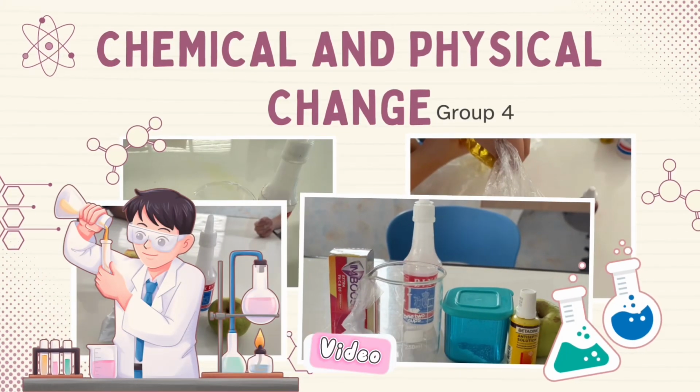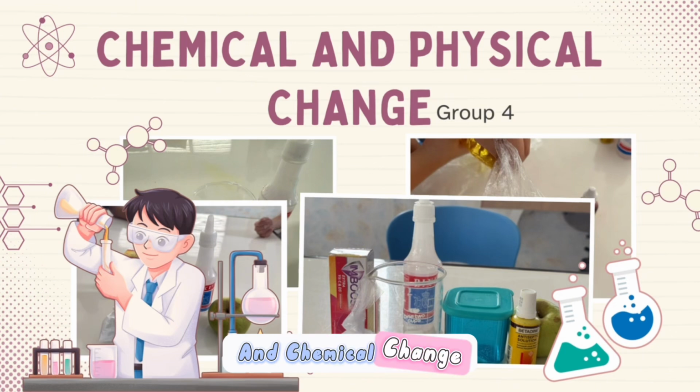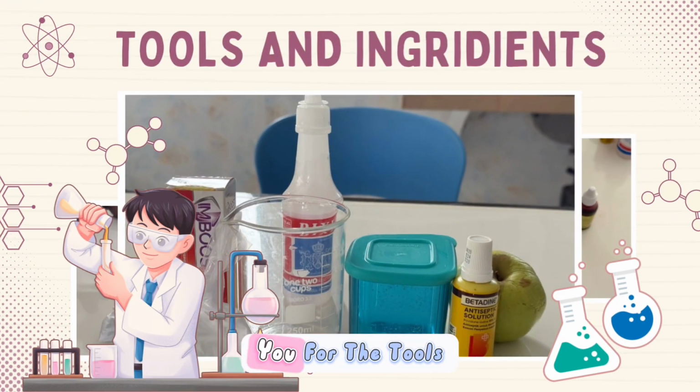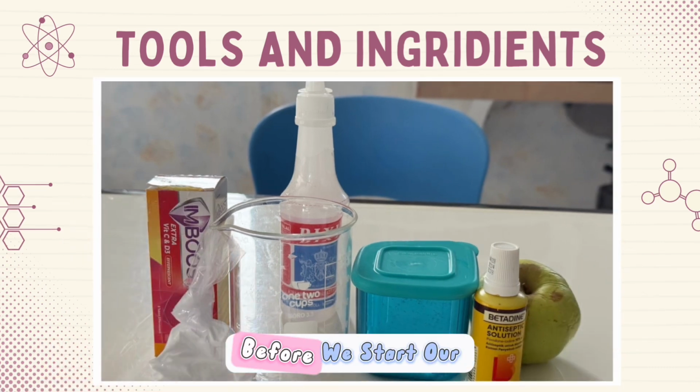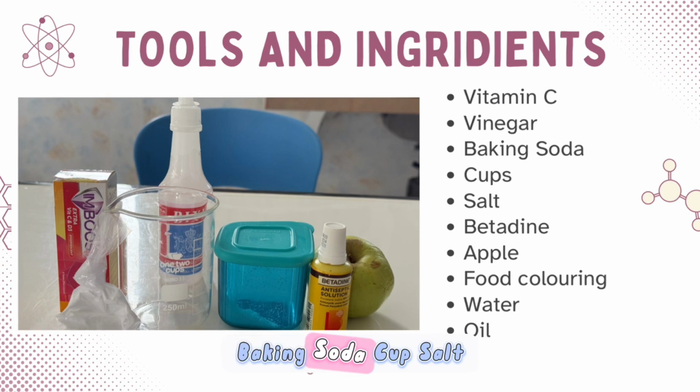Hi guys, in this video we will demonstrate and show you about physical and chemical change. First of all, before we start, we will introduce to you the tools and ingredients for our experiment. There will be vitamin C, vinegar, baking soda, cup, salt, benzene, apple, food coloring, water, and the last is oil.